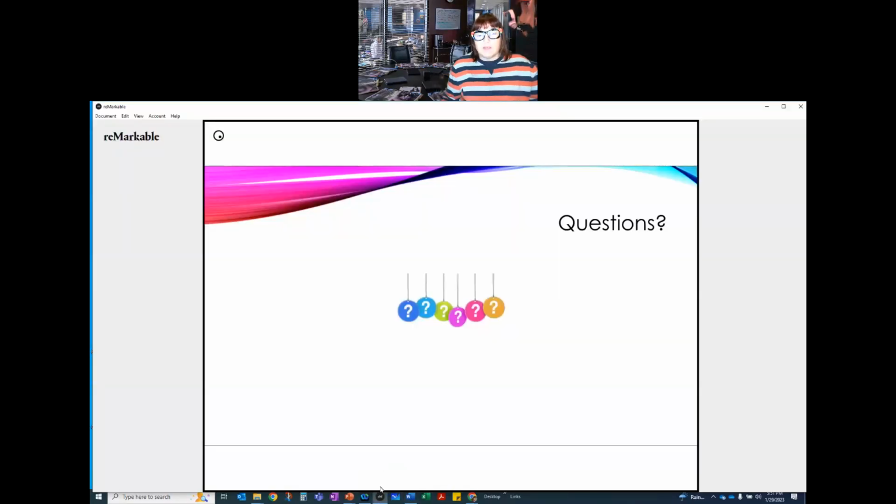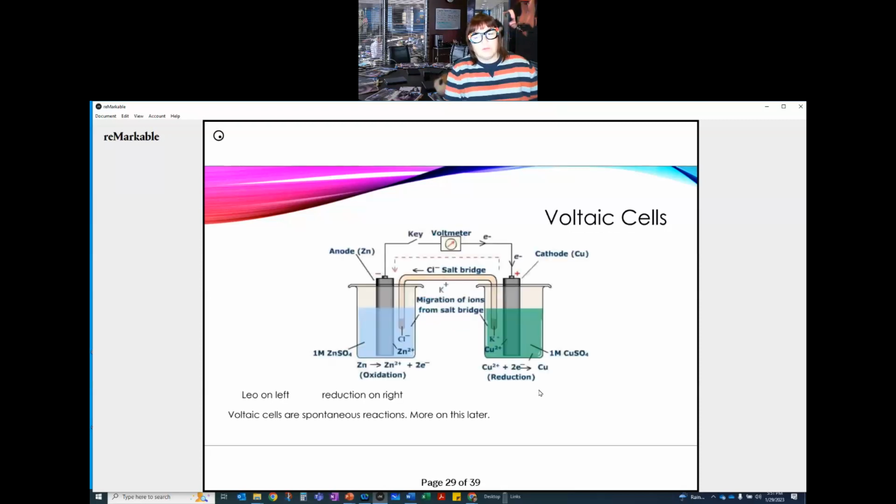And so now we need to talk about the cells that are constructed to be able to get that energy that we can use and to measure how much energy is transferred in that process. So we need to be able to talk about that structure. And that's what we do when we talk about voltaic, galvanic, electrolytic cells. And we'll talk about the difference between those.